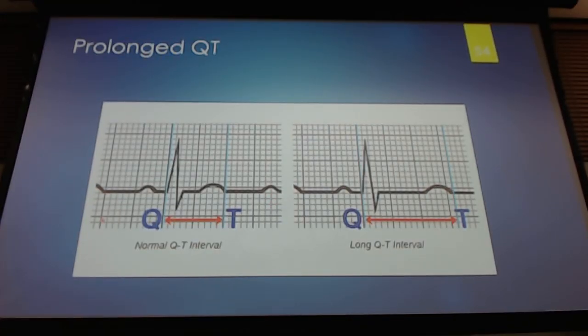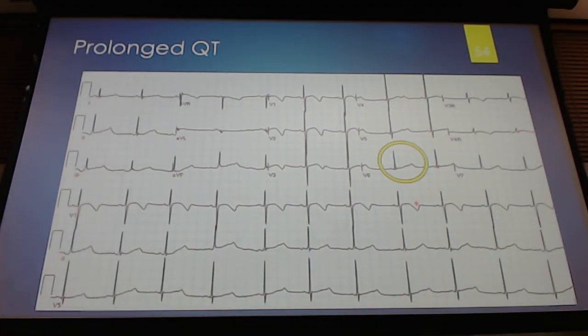So here we have a normal QT. Remember, look here, it doesn't have a Q, but we're still in that same complex. From the beginning of the QRS complex all the way to the end of the T, normal. Here, if we count the boxes, prolonged. This is actually almost 500 for the QT. Okay? And although I would be okay with 500, that's not normal. And we've got to look and see why your QT is so long. So this is an indication of prolonged QT right here.